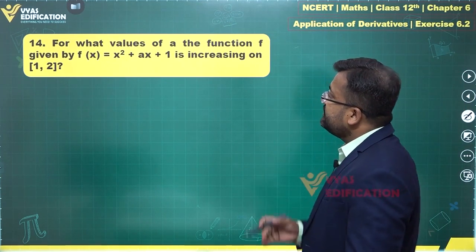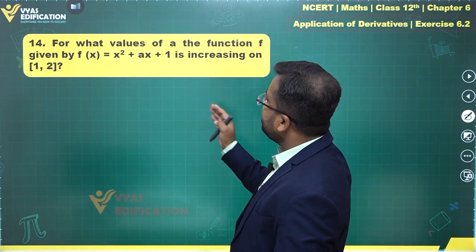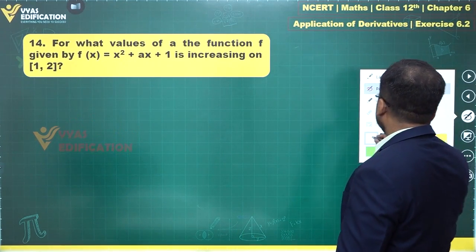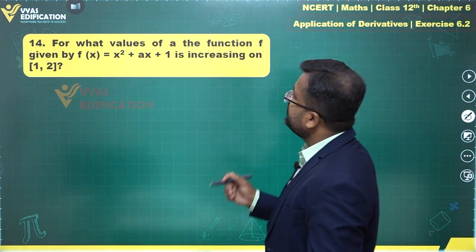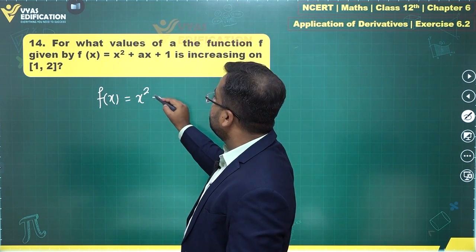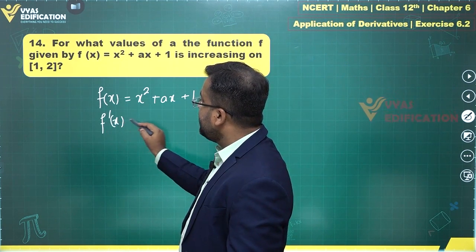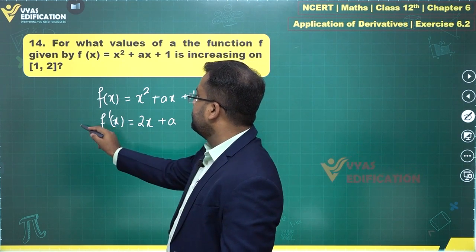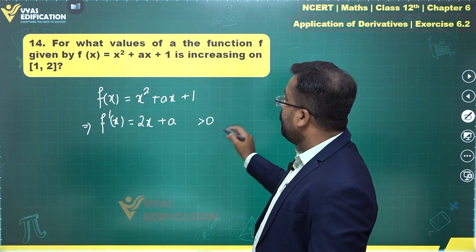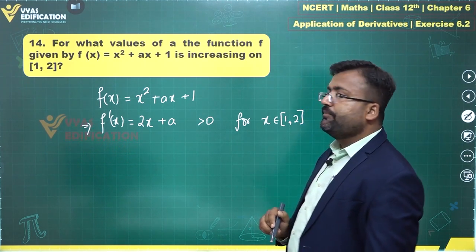The 14th question says, for what values of a, the function f given by f x equals x square plus ax plus 1 is increasing on the interval 1 comma 2. This is the interval and we are supposed to see for what values of a the function given by this is increasing. So f x equals x square plus ax plus 1, and we'll be dealing with the derivative, right? So f prime x is equal to 2x plus a. This particular quantity should be greater than 0 for x belongs to 1 comma 2. This is what we want, right?